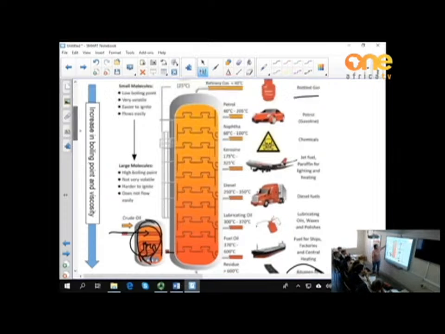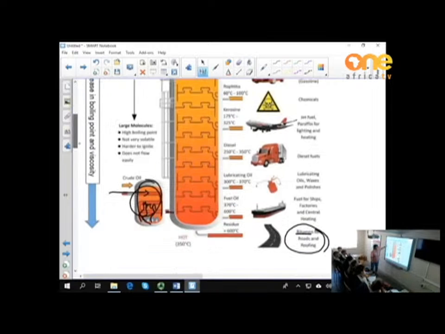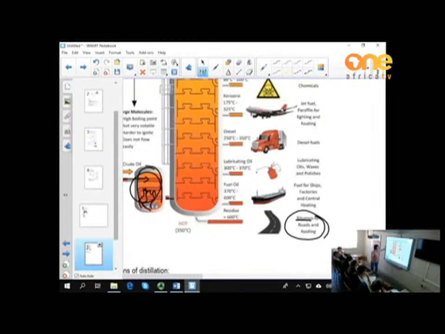Now, we'll come back to this fractional distillation of crude oil specifically when we do organic chemistry. Okay, and that would be a little bit later on in the syllabus.